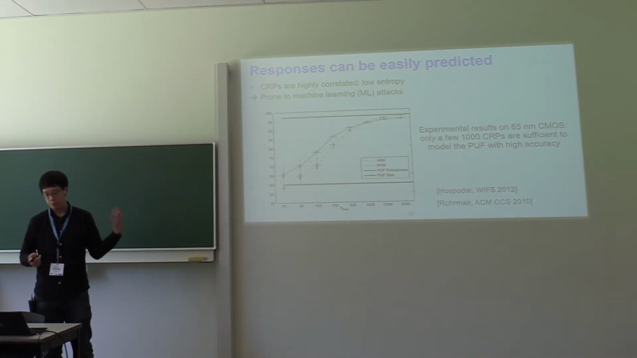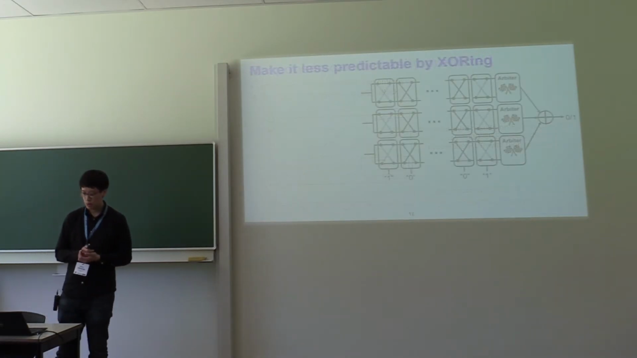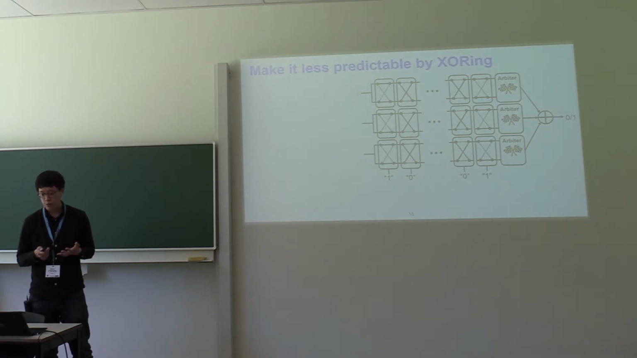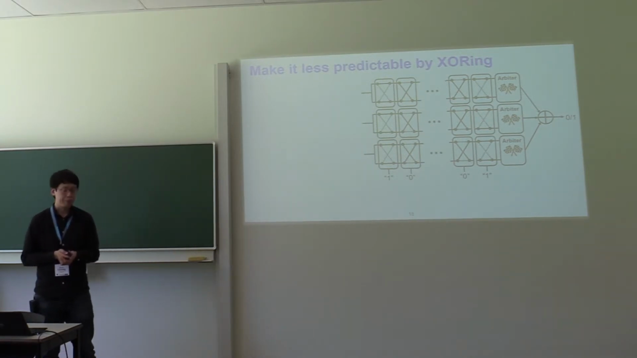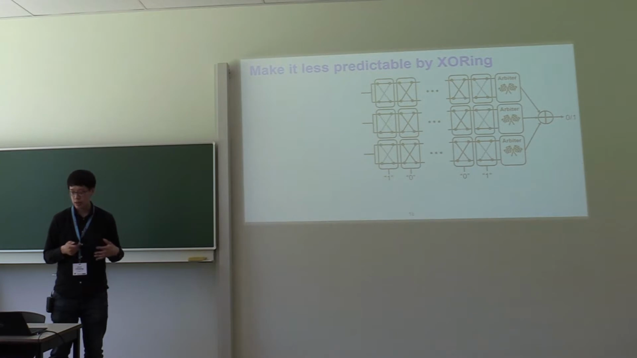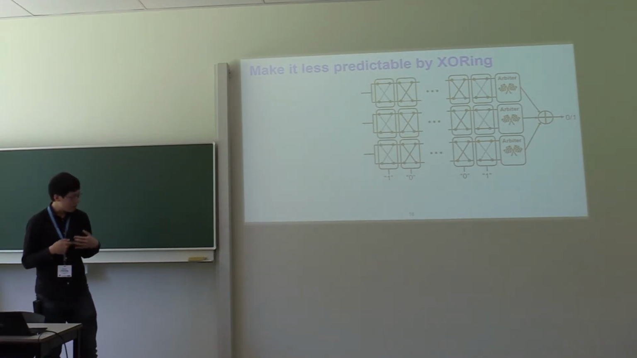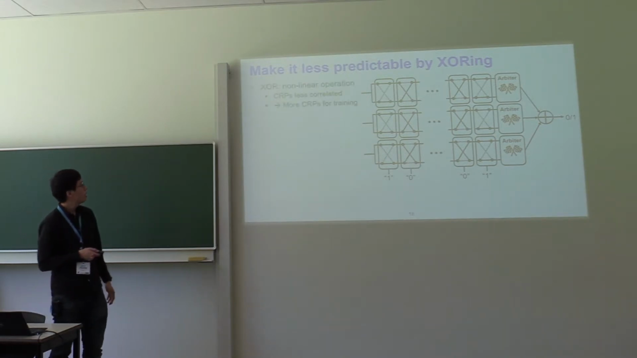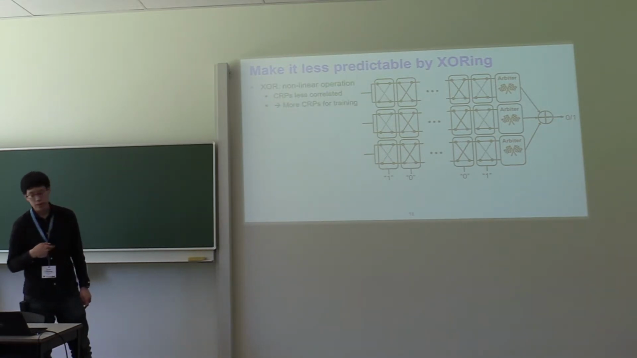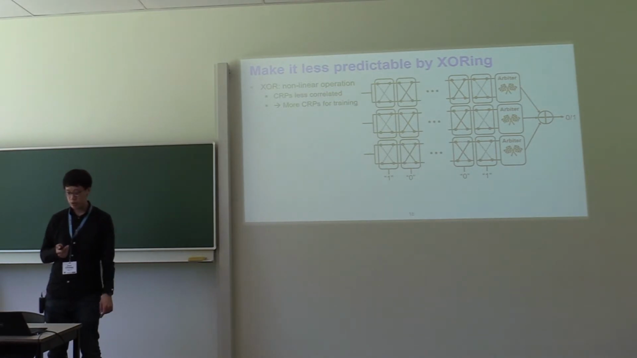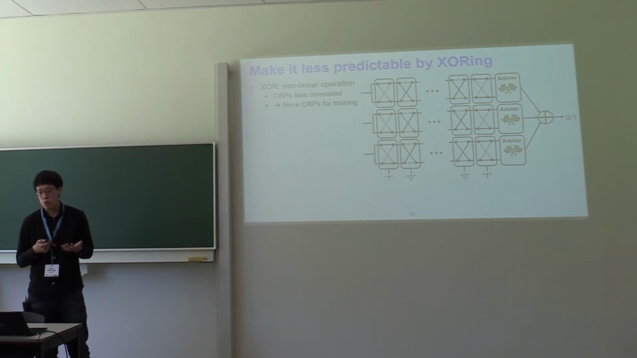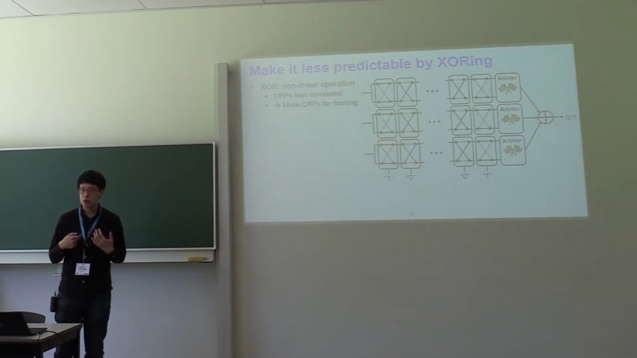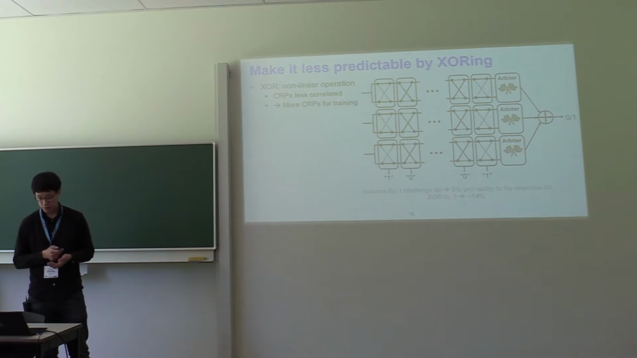So there are also some methods to deal with these non-ideal effects. It can be somehow improved by XORing the outcome of several strong arbiter paths into one. The XOR operation is actually nonlinear, so it makes the challenge response less correlated, and it will need more challenge response pairs to be able to train the model, basically.